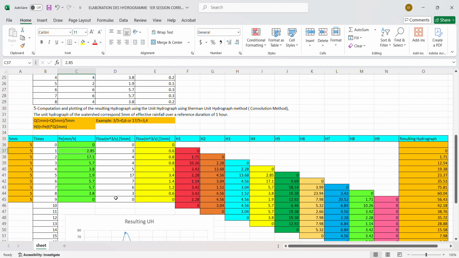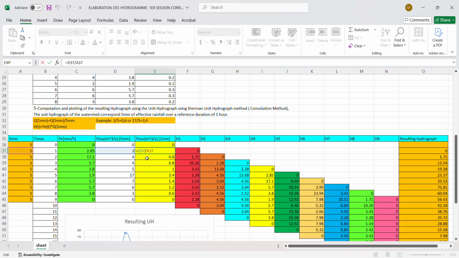Our flow rate at 1 millimeter, as I said here, equals the flow rate at 5 millimeter divided by 5. To find this value, we have 0 because the flow rate at 5 millimeter at 0 time is 0. And for the flow rate at 1 hour, we have 3 divided by 5.